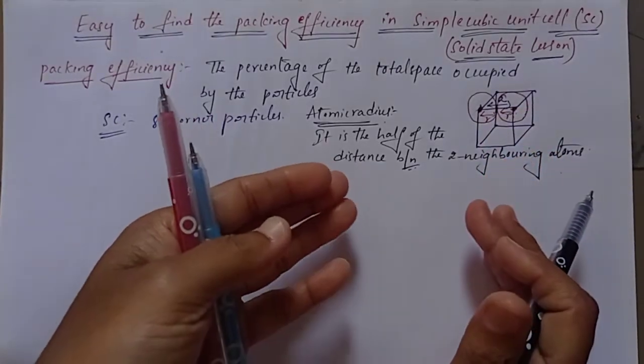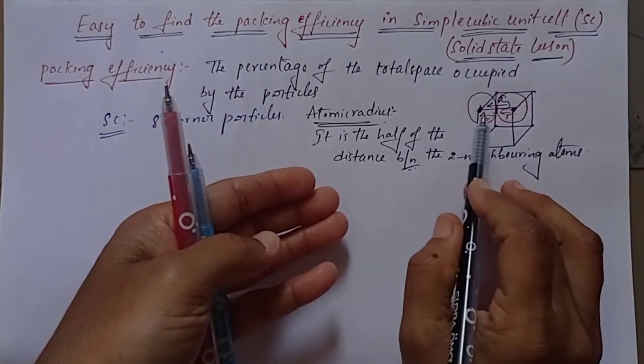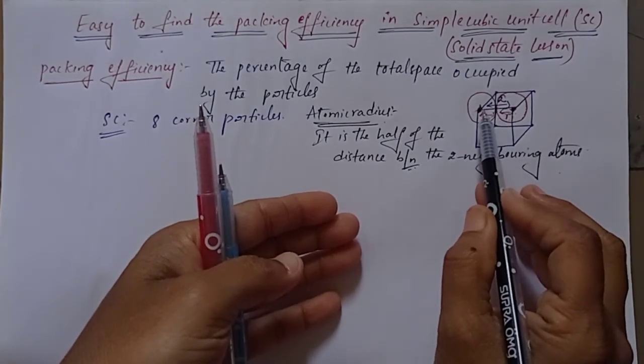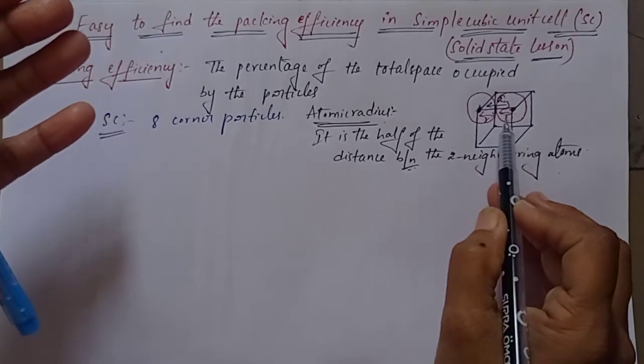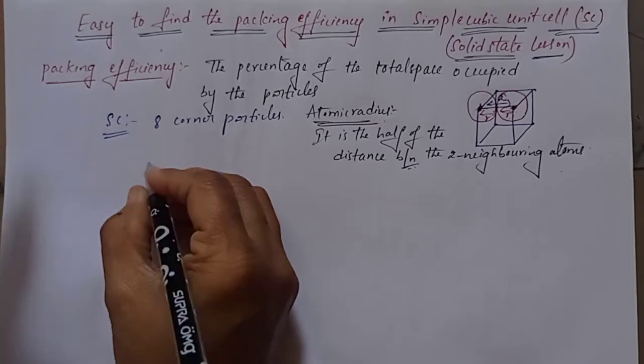Now we have to find the radius value. R is equal to, we should find, students. From this corner to this corner, the edge length a is equal to r plus r, 2r. So what can we write, students?